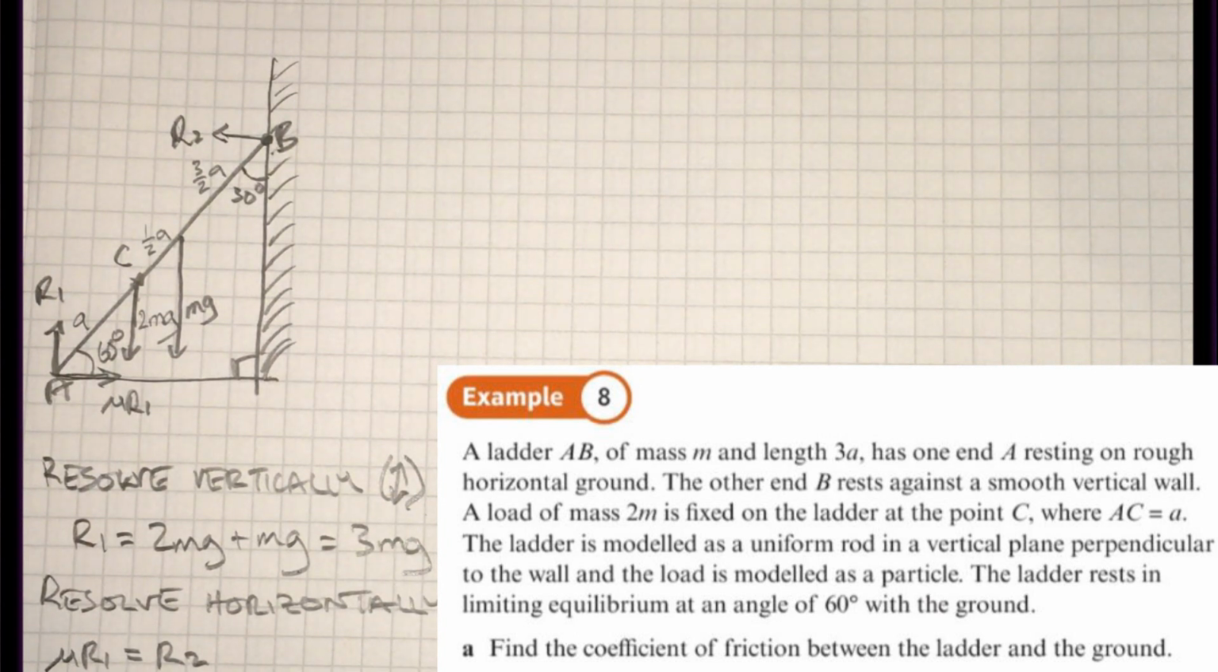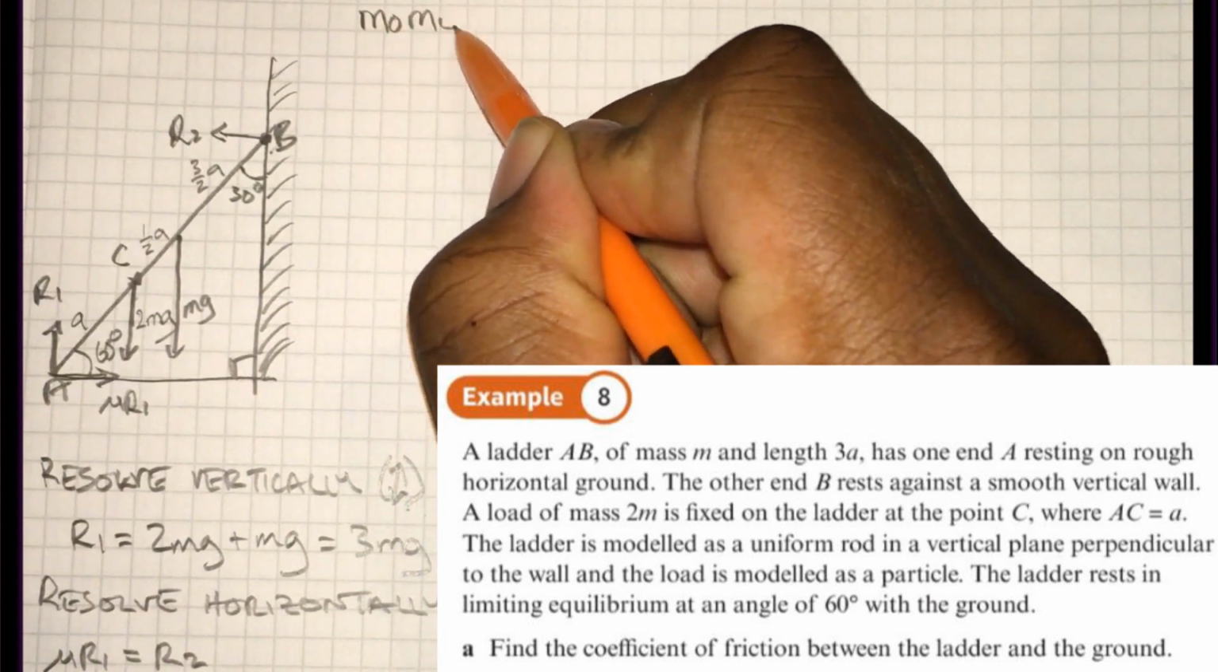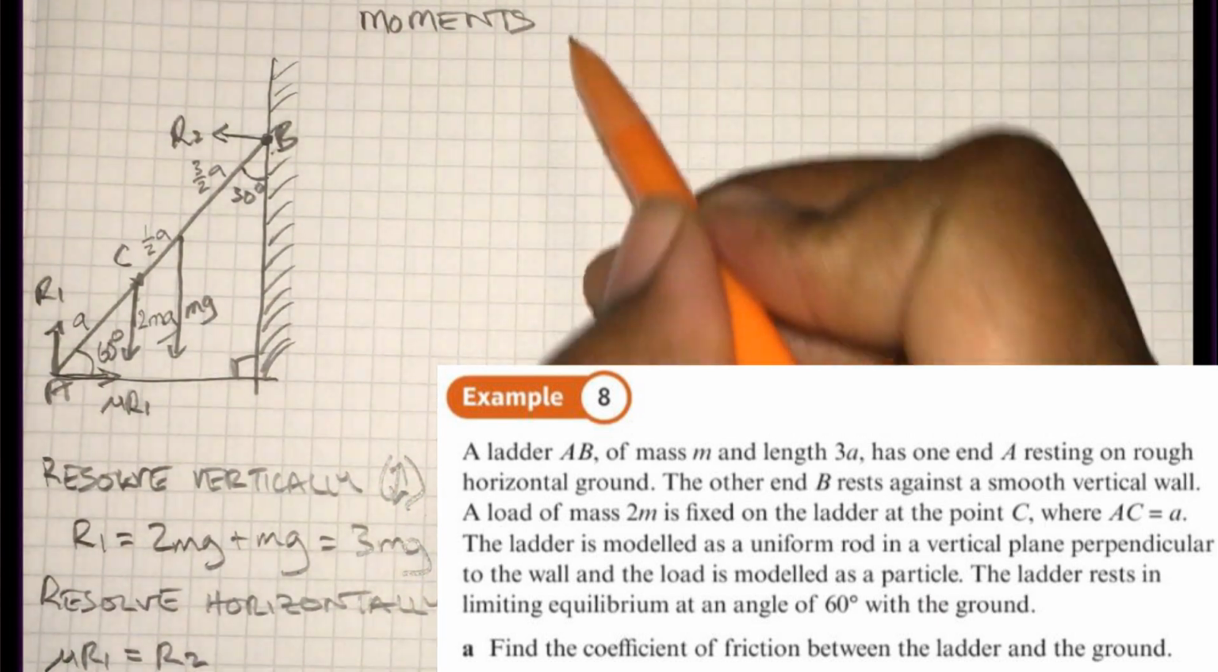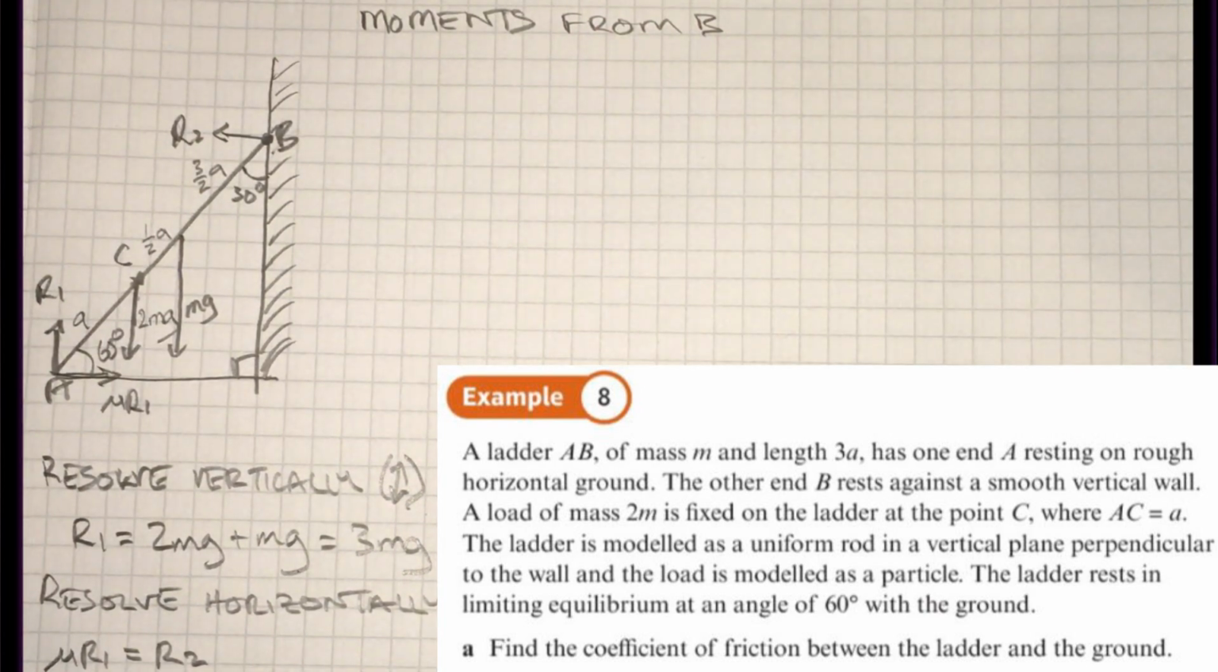Okay, so next, let's take some moments around point B. So think of all the forces we need to involve. There's mg, 2mg, R1, and mu R1. Each of those we're going to need to consider what would be the moment from B. A reminder, to calculate the moment, we need the perpendicular distance from the point we're taking moments from to the line of action. So to the force line, or an extended version of the force line.